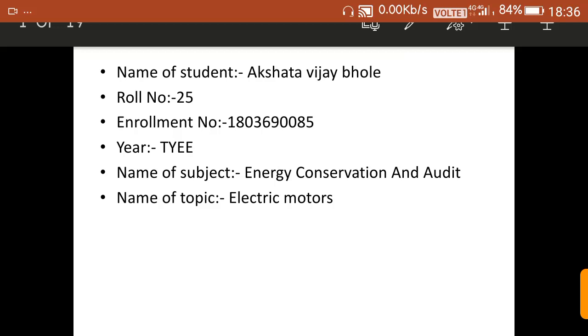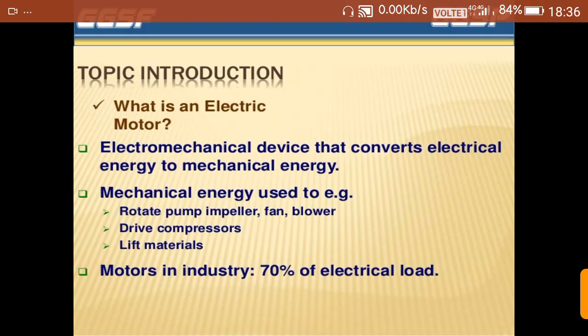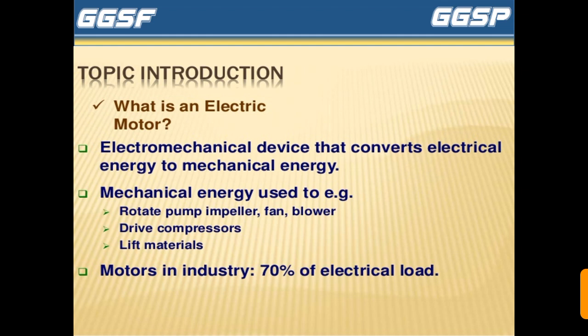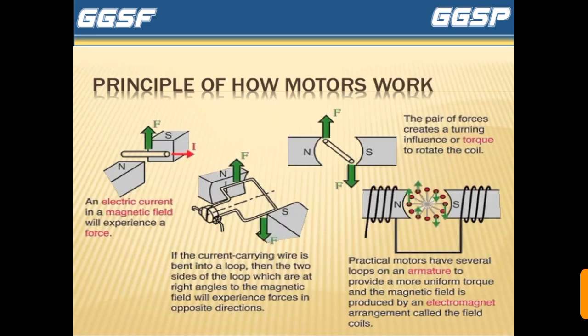Today in this video we will discuss electric motors. So what is an electric motor? An electromechanical device that converts electrical energy to mechanical energy is known as an electric motor. Mechanical energy is used, for example, to rotate pump impellers, fans and blowers, drive compressors and lift materials. Motors account for 70% of the electrical load in industry.